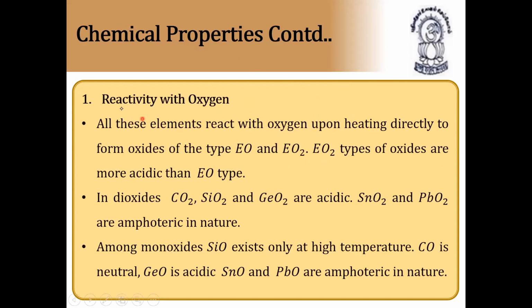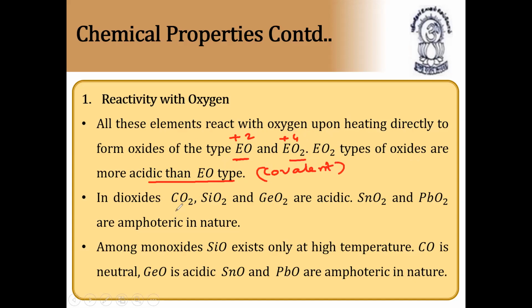Now, chemical properties of 14th group elements, reactivity with oxygen. All these elements, that is carbon, silicon, germanium, tin, and lead, react with oxygen upon heating directly to form oxides of type EO and EO2. EO is plus 2 state, and EO2 is plus 4 state. EO2 type oxides are more acidic than EO type, and they are covalent in nature. EO type oxides are ionic in nature, and EO2 type oxides are covalent in nature.